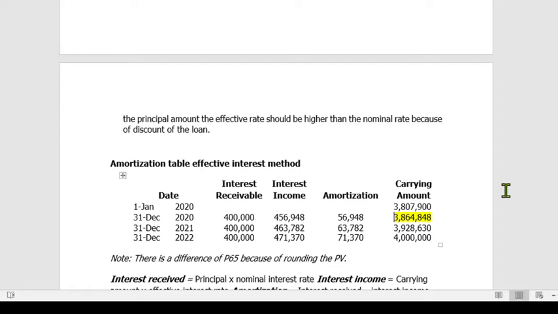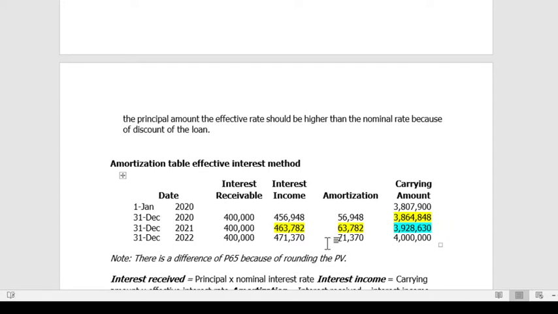So, andito na tayo sa 3,864,848. Next, interest receivable mo on 2021 is the same kasi hindi naman nagbabago yung principal amount at yung nominal rate. So, 400,000. Same is true with 2022. So, ituloy-tuloy mo lang. 3,864,848 times 12% is 463,782. So, pag minusin mo, 463,782 minus 400,000 is 63,782. I-add mo ulit itong 63,782 to 3,864,848. You will have 3,928,630.